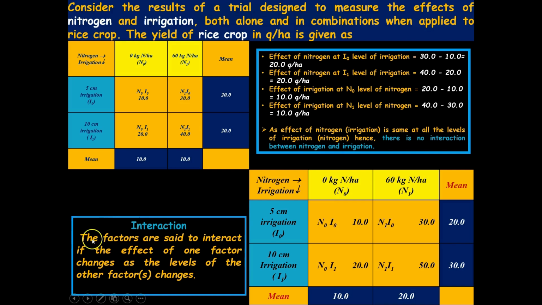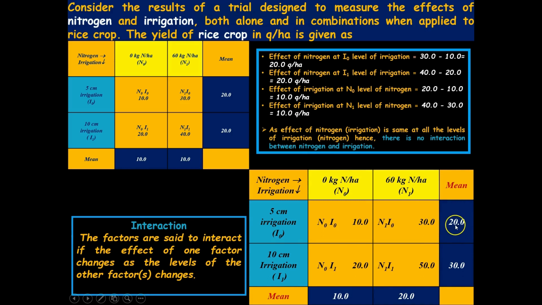So we can say the factors are said to interact if the effect of one factor changes as the level of the other factor changes. Take the example here. This is the same example, but the difference here is that the simple effect for this and this is different, and so is the case for the other two. Here we can say as the effect of nitrogen is not the same at all the levels of irrigation, hence there is an interaction between factor A and factor B, which is nitrogen and irrigation.